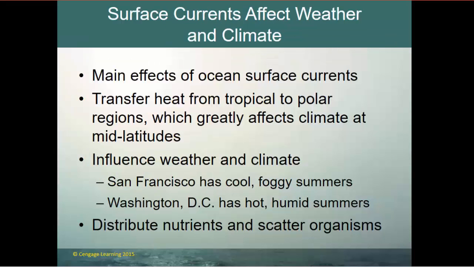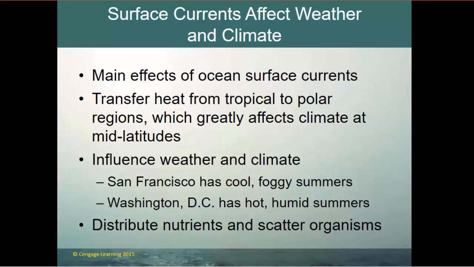All right, the main effect of ocean currents is to transfer heat from the tropical regions to the polar regions, which generally and greatly affects climate at the mid-latitudes. The influence on weather and climate can be seen because San Diego has those cool, foggy summers. Mark Twain once said the coldest winter he ever spent was one summer in San Francisco. And of course, Washington, D.C. has hot, humid summers because of the Gulf Stream that moves just by it.